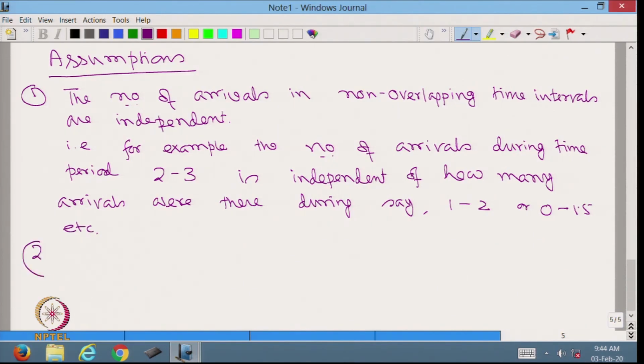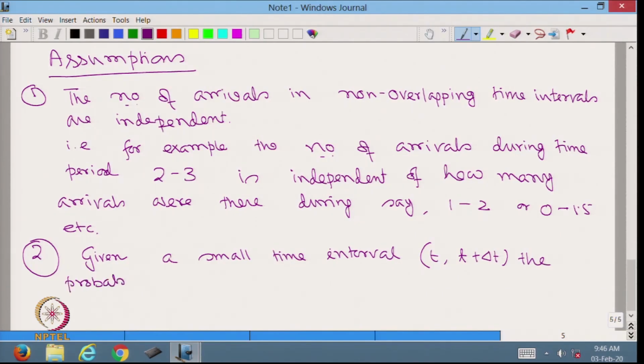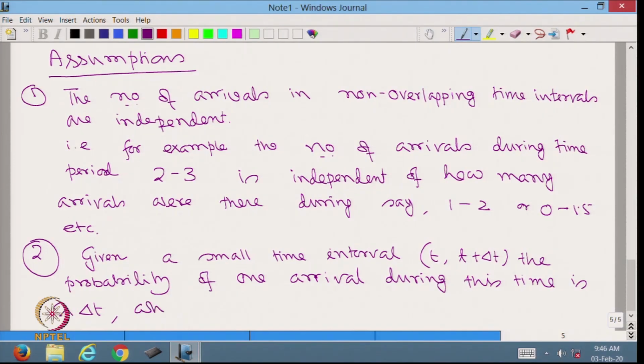Second assumption is that given a small time interval, t to t plus delta t, the probability of one arrival during this time is lambda times delta t, where lambda is a constant and we call it arrival rate.